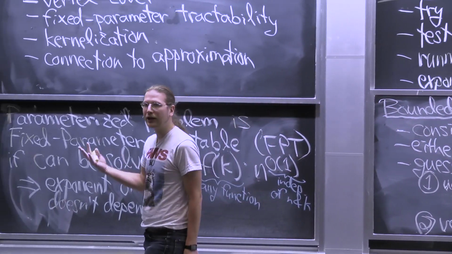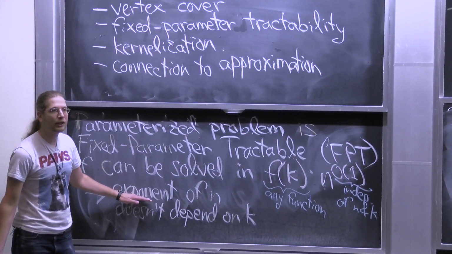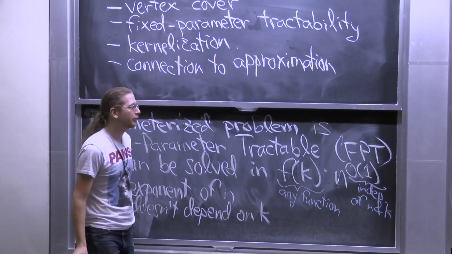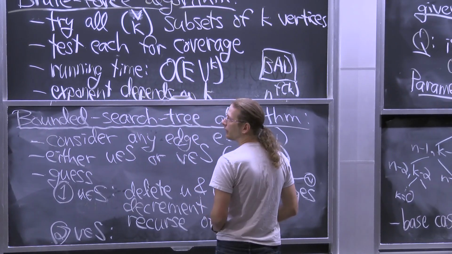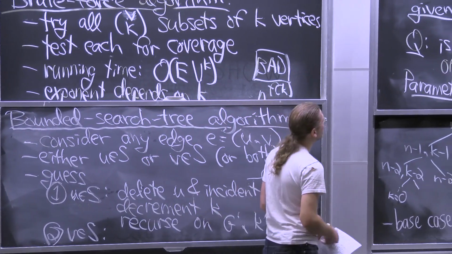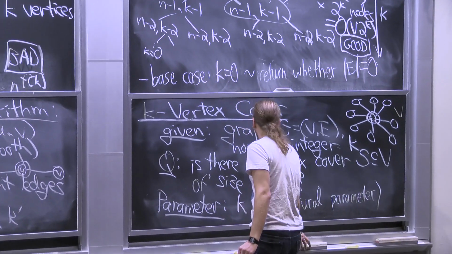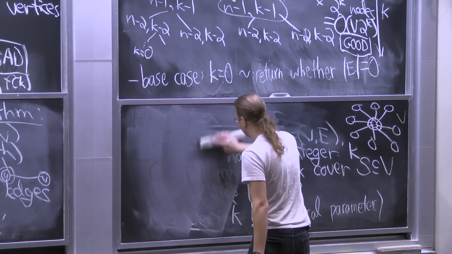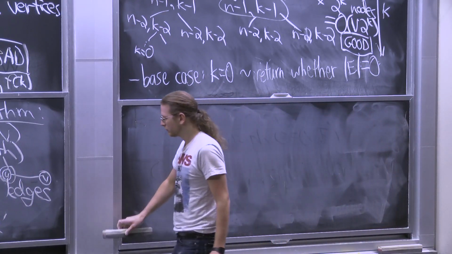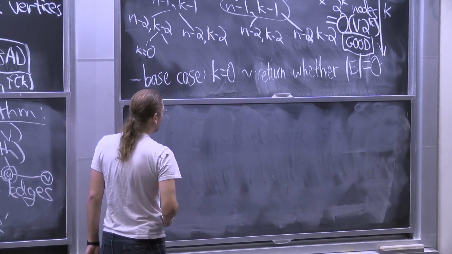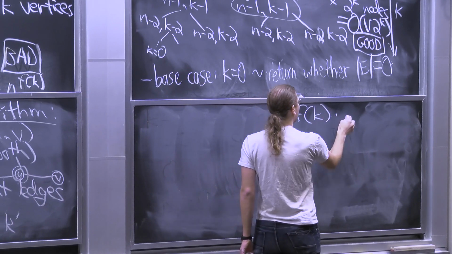So this definition is nice. It's natural in the sense that it distinguishes between the exponent of n depending on k and not depending on k, which is a natural thing to do. But there's another natural definition of fixed parameter tractability. So let's take vertex cover, you remember the problem by now. We have this definition, which is f of k times polynomial n.